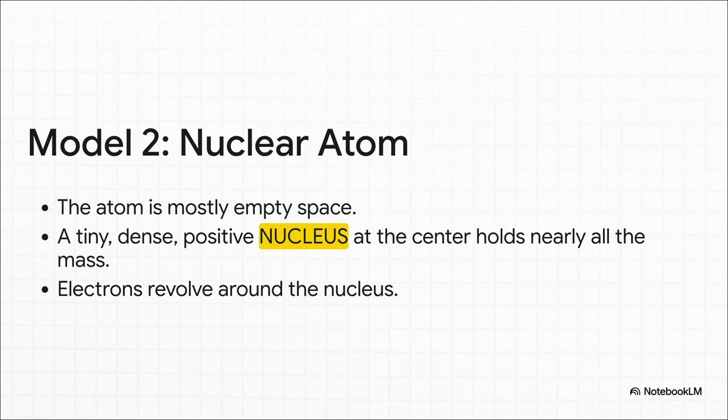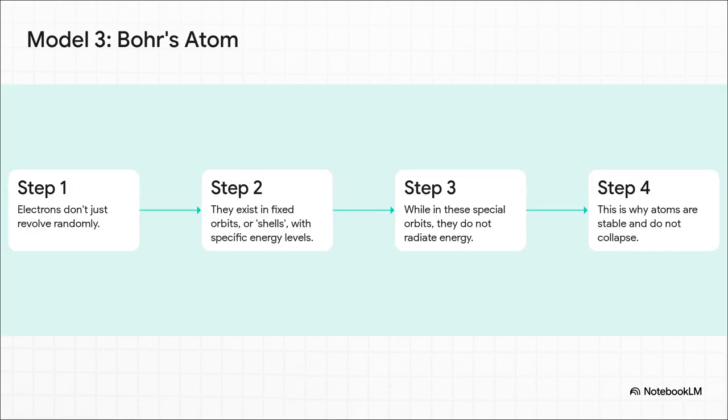Rutherford realized the atom must be almost entirely empty space, with a tiny, dense, positive center, the nucleus, that contained nearly all the mass. The electrons had to be orbiting way out on the edges. But Rutherford's model had a huge, fatal flaw. According to the physics everyone knew back then, an orbiting electron should be constantly losing energy, causing it to spiral down into the nucleus. Every atom in the universe should collapse in a fraction of a second, so why don't they?